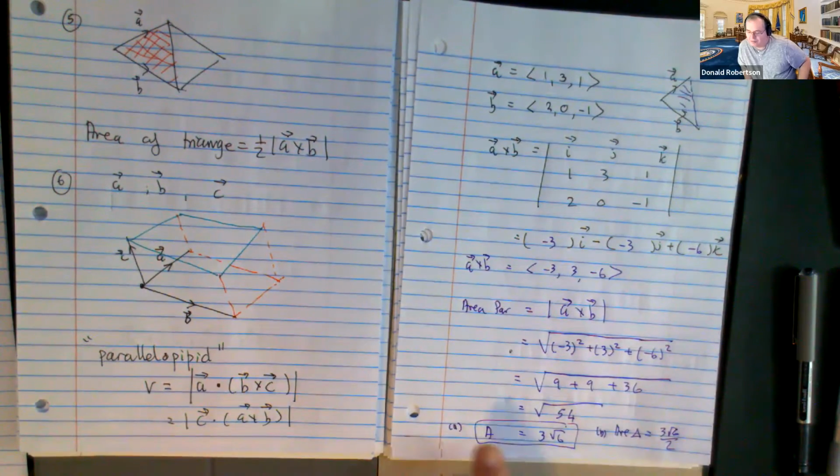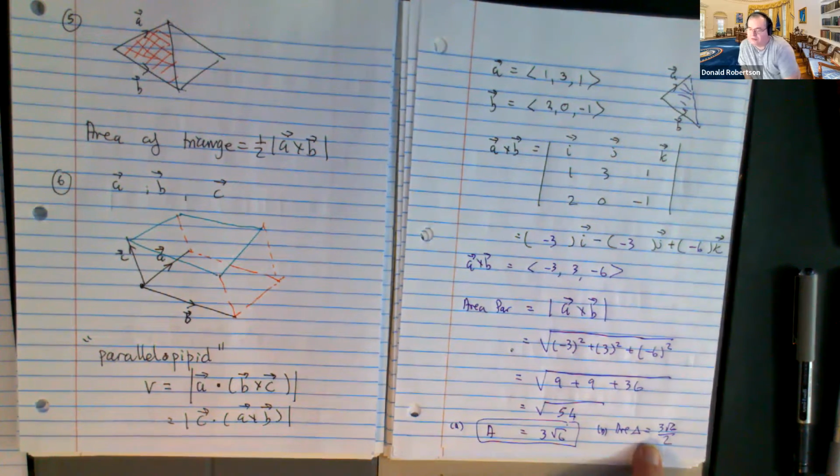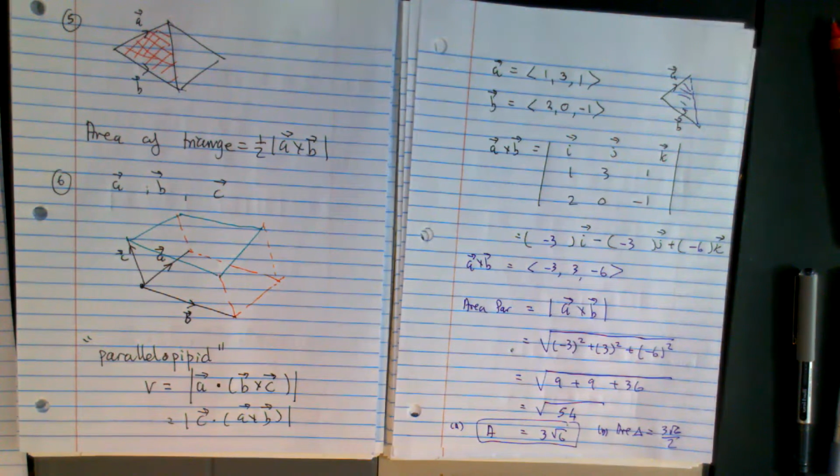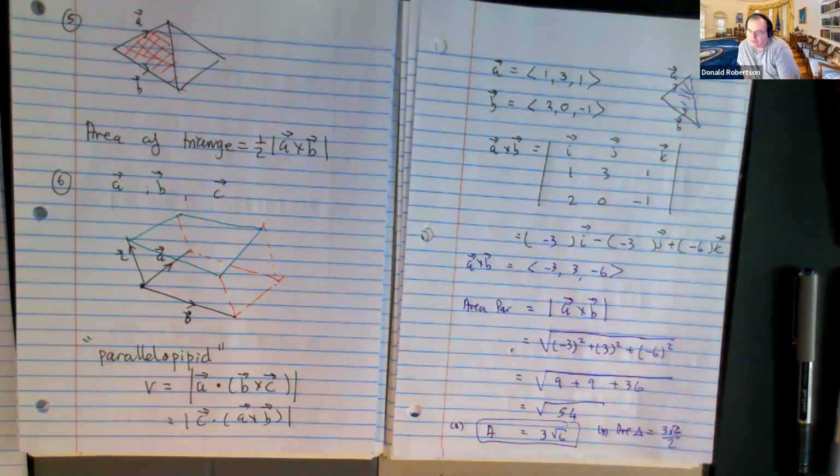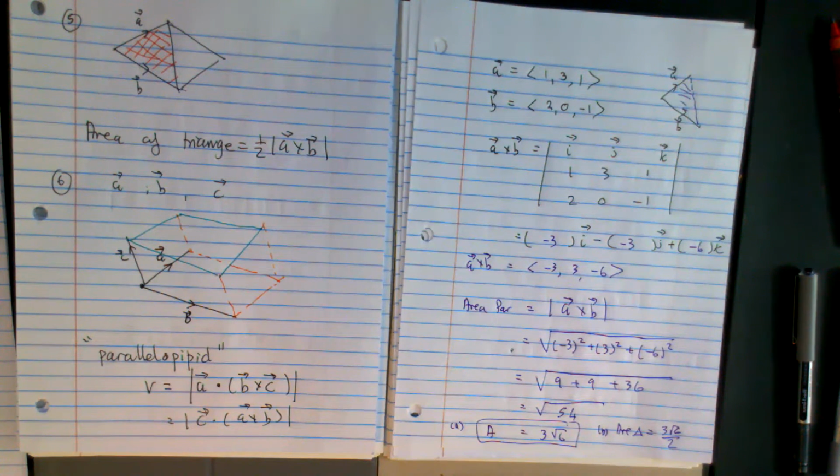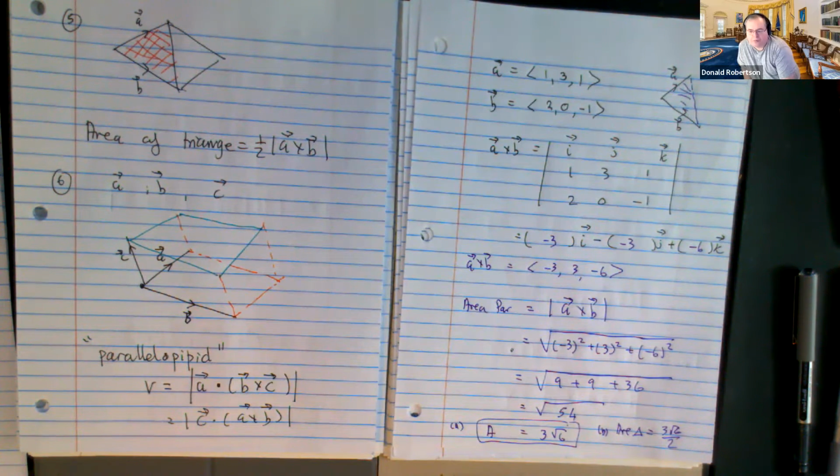Parallelogram, 3√6. The triangle, half of that. Are we comfortable with the application of why you might want to find a cross product to find areas of parallelograms or triangles in 3D space? Can you imagine how difficult that would be without cross products? Right? I'm not even sure where you would start.